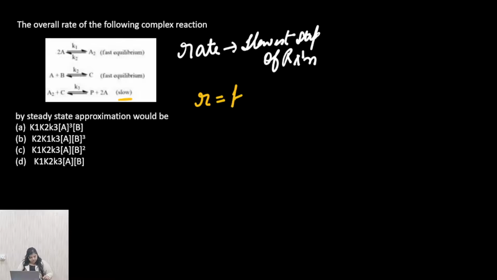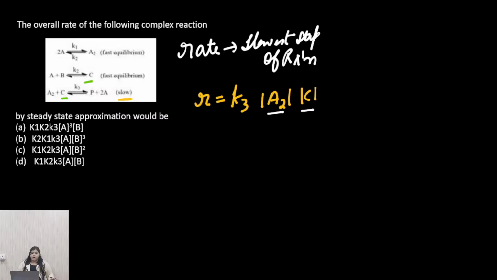So the rate expression will be K3 into the concentration of A2 into the concentration of C, right? Now if you see, A2 and C are both intermediates, which means they are being formed in the reaction and also being consumed. A2 is formed in the first step and consumed in the second step, and C is formed in the second step and consumed in the third one. So for these two intermediates, we have to find their concentrations using the approximation methods.